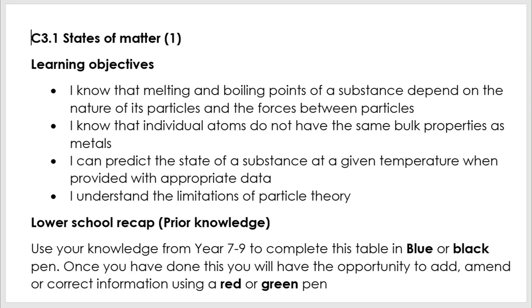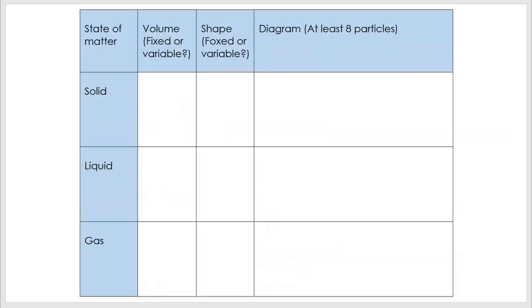As always, I'm going to recommend that you have a go at each activity as we go through and then pause and review. So, to begin with, let's have a look at this, taking us way back, potentially to key stage 3. In terms of volume, we know that a solid and a liquid have a fixed volume. They can't be compressed. But a gas has a variable one.